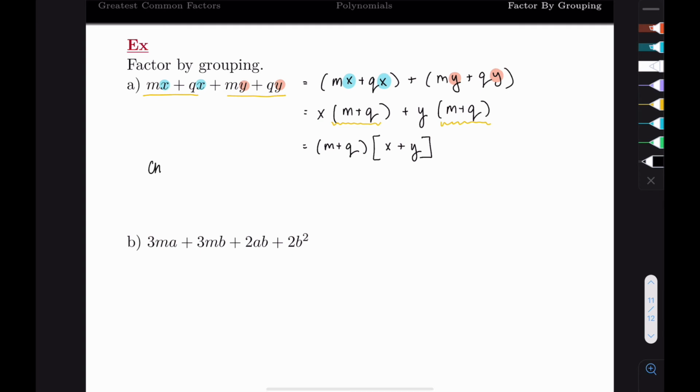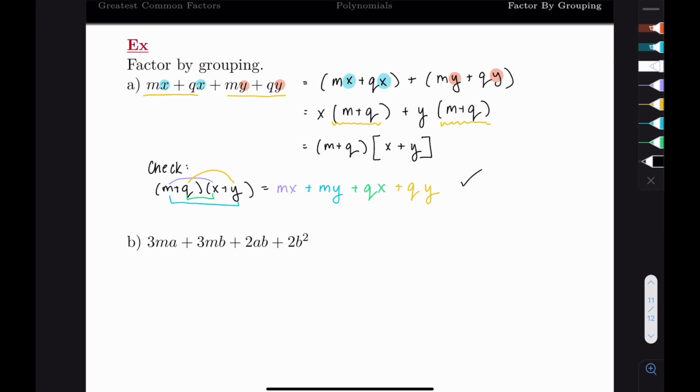And again, we can still check our answer because we know how to distribute this out. We do need to FOIL. So if we multiply the first terms, that gives us mx. If we multiply the outer term, that's my. The inner term is qx. And then the last term is qy. So comparing that back to our original expression, it's a little out of order, but we get the same thing.